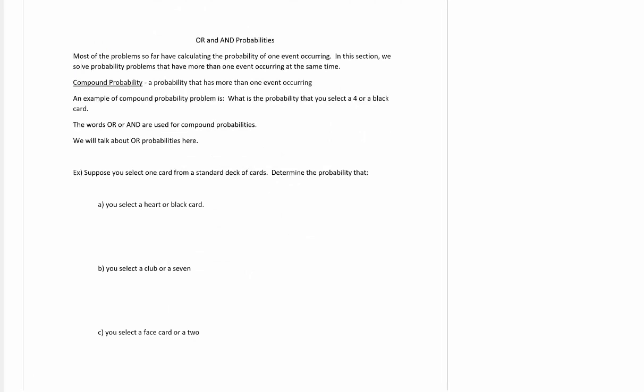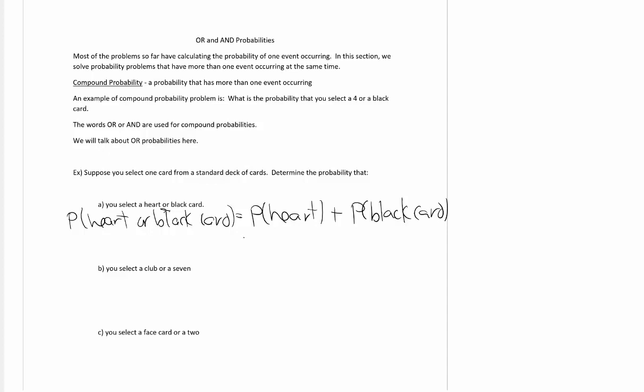Okay, what is the probability you're going to select a heart or a black card? So it's an OR, that means I'm going to add. The probability of a heart or black card is equal to the probability of a heart plus the probability of a black card. Now, the probability of a heart, there's 13 of them out of a total of 52, plus there are 26 black cards, 13 clubs and 13 spades, so that's 26 out of 52. Add, that's 39 out of 52. Divide the top and the bottom by 13, that is 3/4.